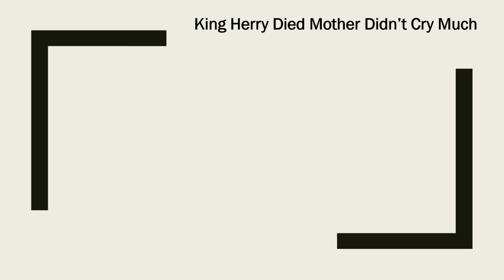You need to learn the same sentence: King Harry died, mother didn't cry much. K stands for kiloliter, H stands for hectoliter, D stands for decaliter. Mother means mother unit, or we can say the basic unit of capacity, which is liter. D stands for deciliter, C stands for centiliter, M stands for milliliter.